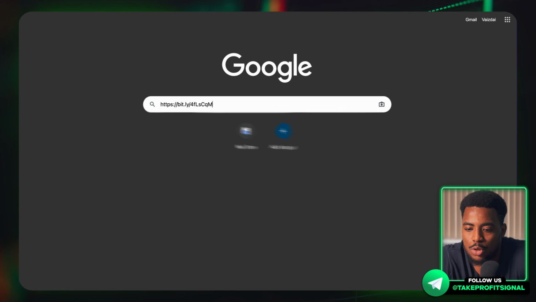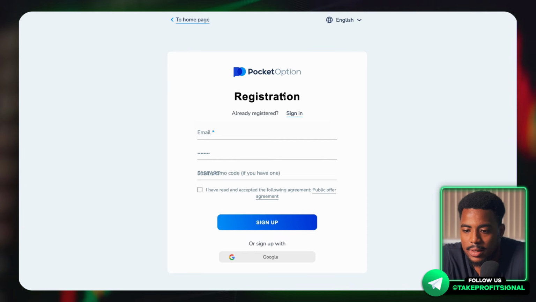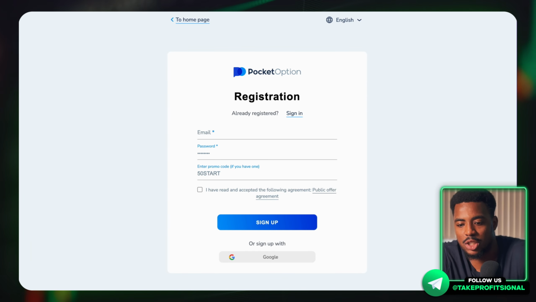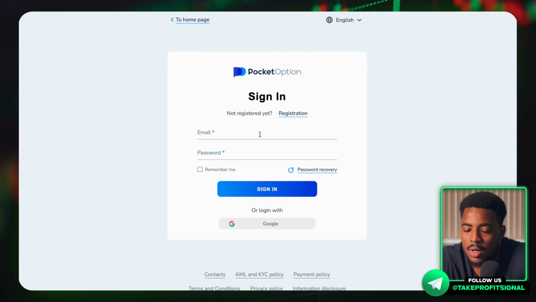We just copy it and click on it, then go to the search engine, paste this. The link takes you to your account registration page. Here we enter our email address, enter the password here, click this check mark and create an account. I already have an account, so I'll just log in.